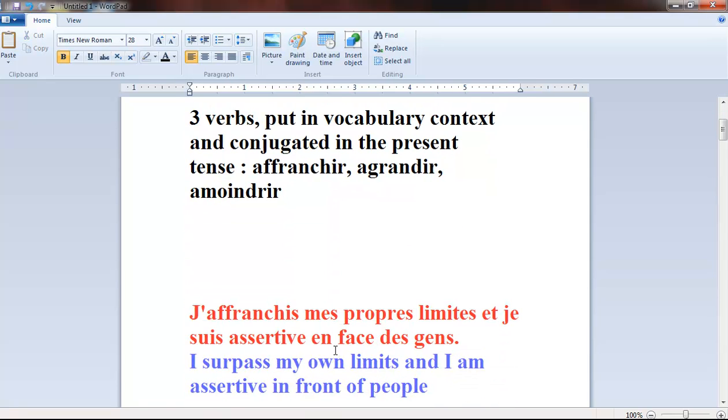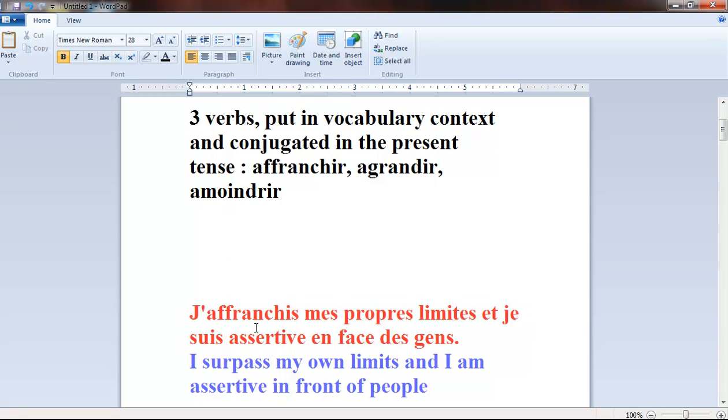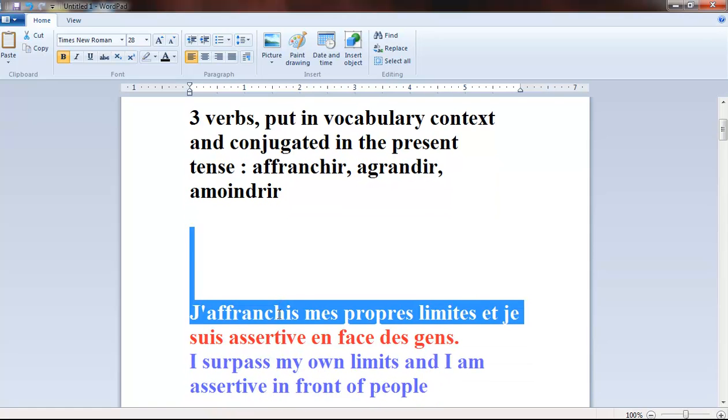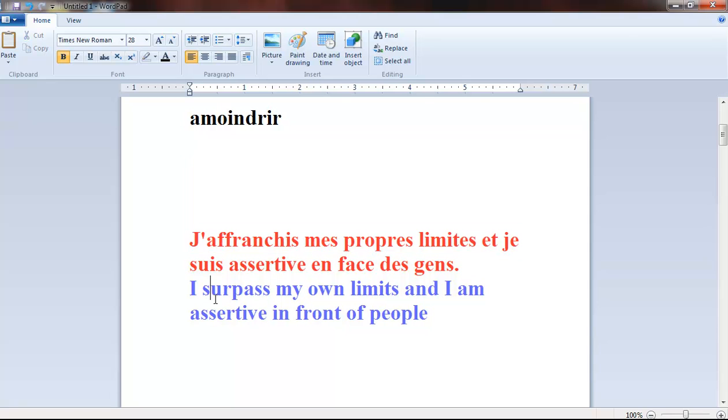Okay, let's start with the first one, affranchir, which means to liberate oneself, to free oneself, to go beyond, let's say, a certain limit. So, here the first example: J'affranchis mes propres limites et je suis assertive en face des gens. I surpass my own limits and I am assertive in front of people.